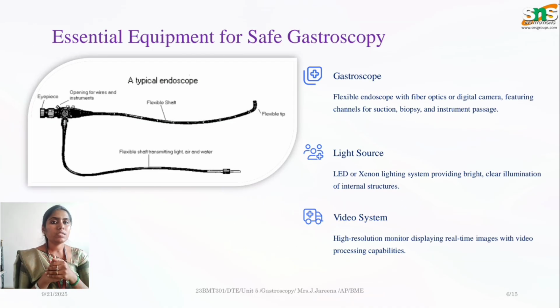The essential equipment, that is the tools: one is the endoscope. Second, we have a light source. Here we can use either LED or xenon light to have clear illumination of the internal structures. And finally, we have a video system which has the capacity of recording as well as displaying the real-time images with very good, high-resolution video processing capabilities.